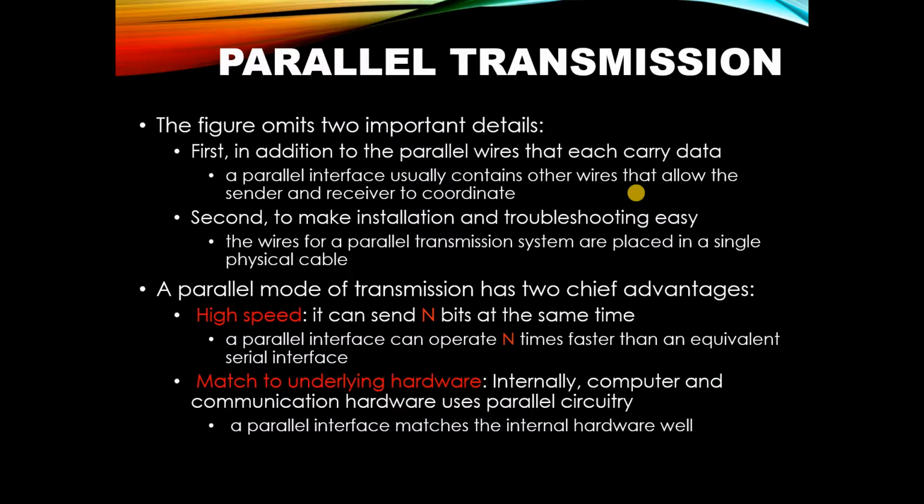In order to learn parallel transmission, here are some points we need to specify. Besides the parallel wires that each carry data, a parallel interface usually contains other wires that allow the sender and receiver to coordinate, which means a kind of bus. If you want to transfer 8 bits using parallel transmission, it doesn't have only 8 cables. There may be more than that. What is the use of the other cables? They coordinate how the data needs to be transferred.